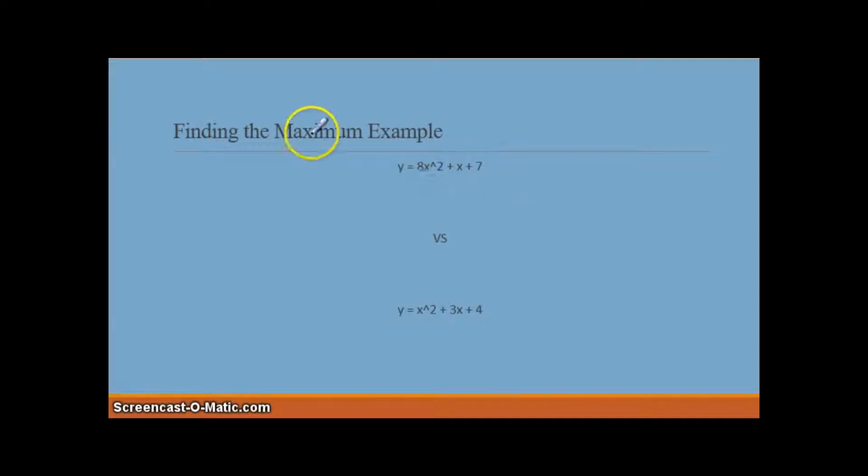So in this problem, to find the maximum, you're going to see the variable x squared with whichever coefficient it has in front of it. So in this particular equation, the maximum value will be 8x squared, and then in the second, it'll be x squared. So when finding the maximum value, you're comparing these two equations and seeing which one's coefficient is higher. So in this particular example, y equals 8x squared plus x plus 7 is going to be the equation with the higher maximum.